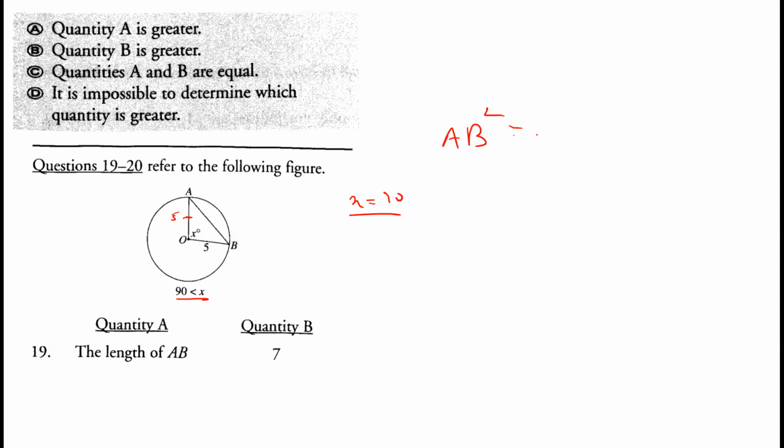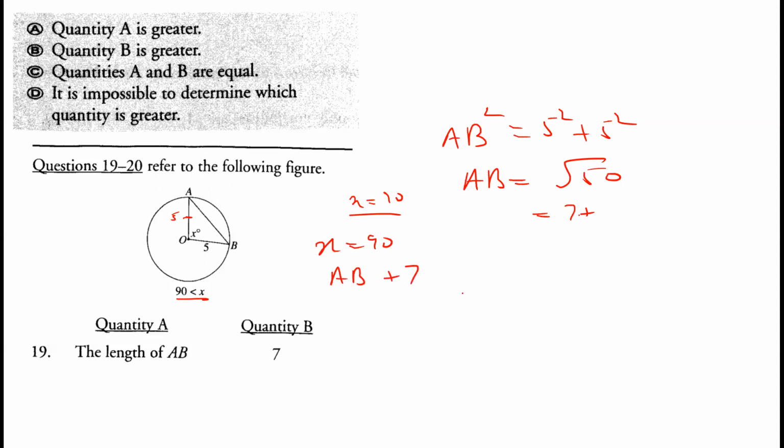AB squared equals 5 squared plus 5 squared, so AB would be equal to root 50. Root 50 is a little more than 7, since 7 sevens are 49. So AB would be a little more than 7. If x is equal to 90, the length of AB is more than 7, then obviously when x is greater than 90, this is 7 point something.